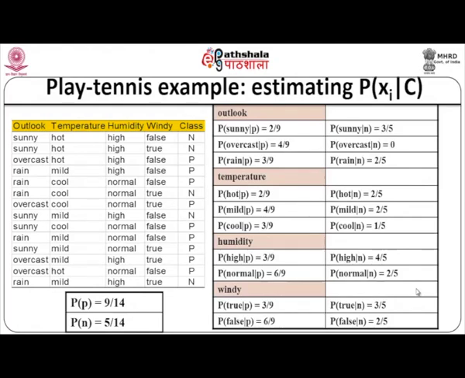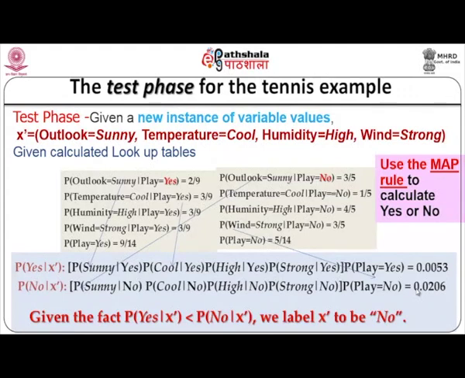Now, given that outlook, we have already calculated this, and we have got these values. So, for humidity, for windy, for temperature, for outlook, and we have got the prior probability. This is the estimation which we saw in the last slide also. So, that is the training phase, calculating the tables.